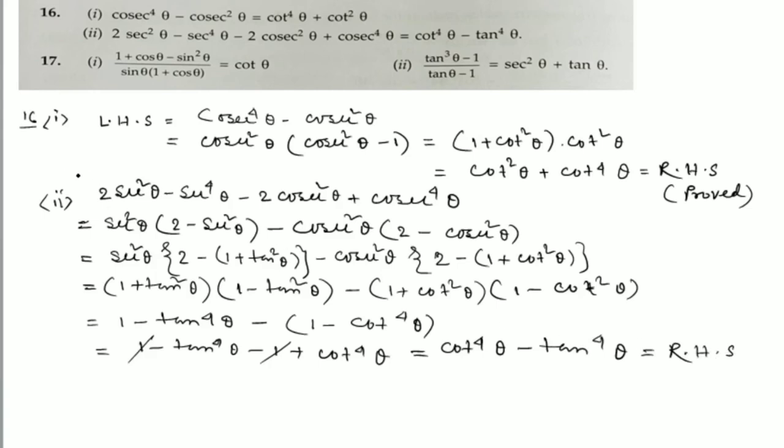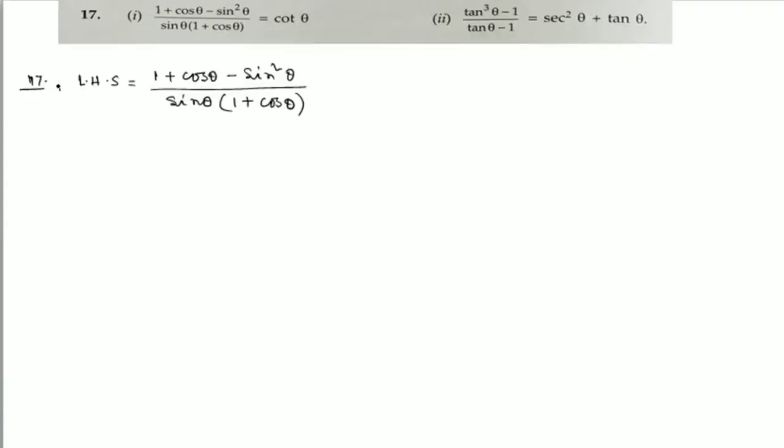If we write it right hand side, so here we have to write left hand side. So, it is proved. The problem is important. Okay, problem number 17. I have already written down the problem, and the problem is (1 plus cos theta minus sin square theta) divided by (sin theta into 1 plus cos theta) equal to cot theta. We have to prove it.